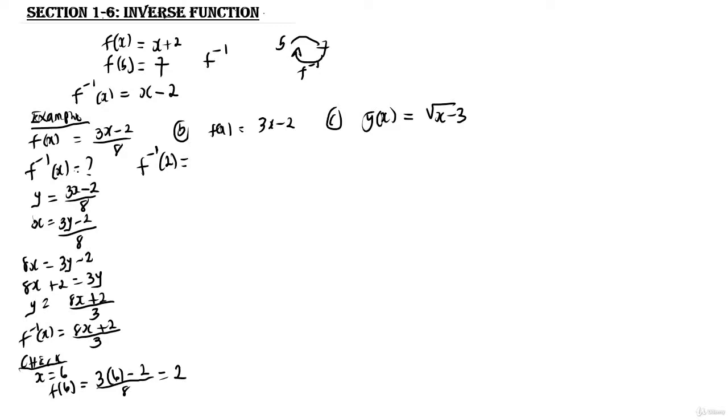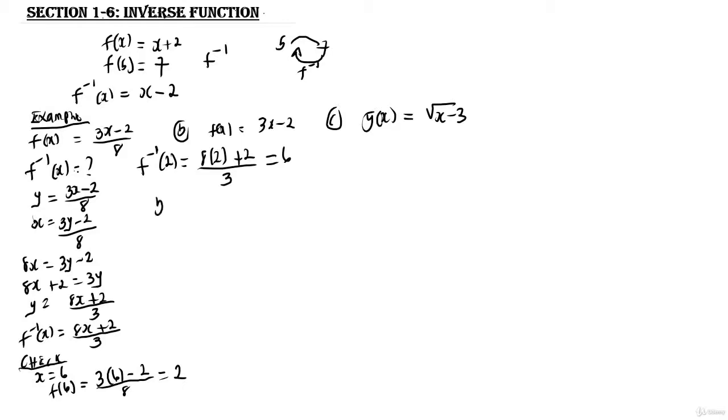So this is going to give us 8 multiplied by 2 plus 2 over 3. So 8 multiplied by 2 is 16. 16 plus 2 is 18. 18 divided by 3 is going to give us 6. So guys, as you can see, we got back the same value of 6. So this means that this answer is indeed correct. So this is indeed the inverse of this function.